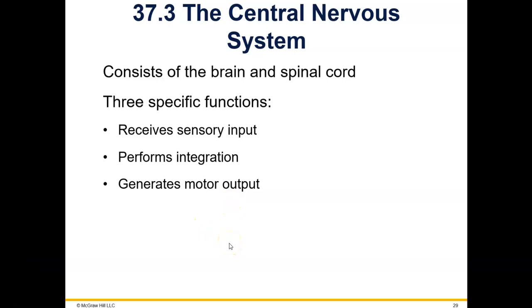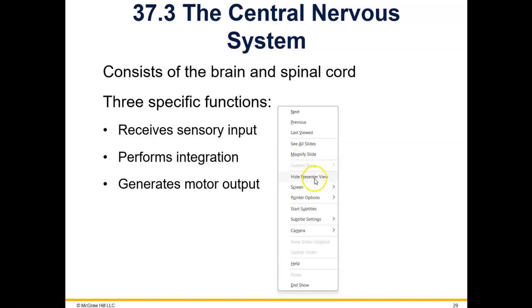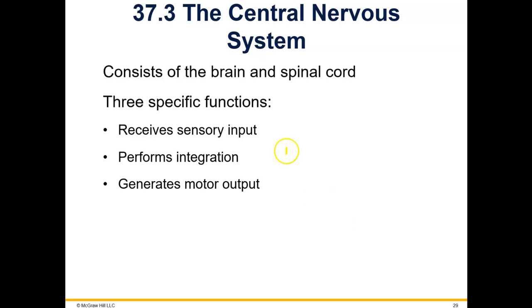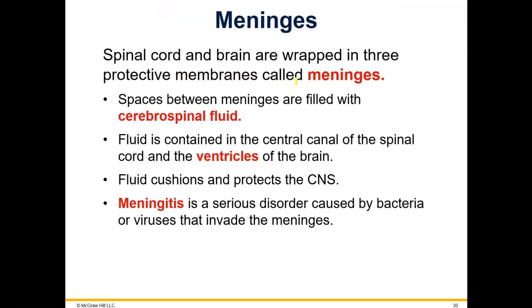This is the second part of the recordings for Chapter 37, and we are now going to talk about the central nervous system, the brain and the spinal cord. So remember that the central nervous system consists of the brain and the spinal cord. There are some structures that we need to define.